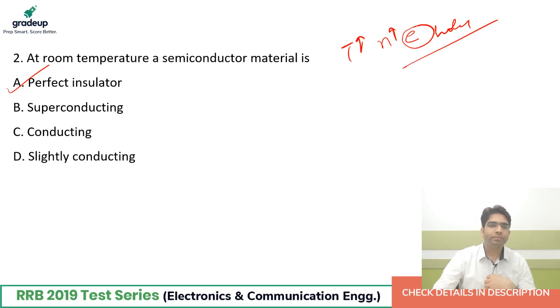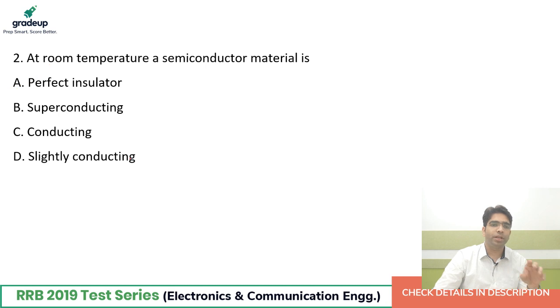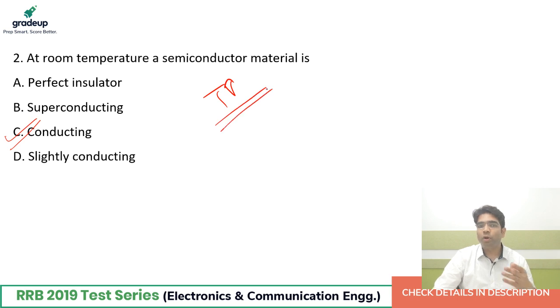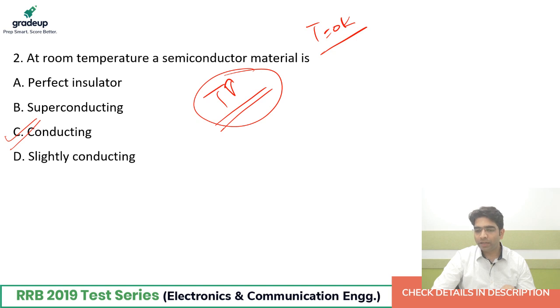Okay, at room temperature the semiconductor material is conducting. As the temperature is increased, electron and hole pairs will be generated. At perfect zero, it is a perfect insulator. As temperature increases, conductivity increases, so it becomes conducting.